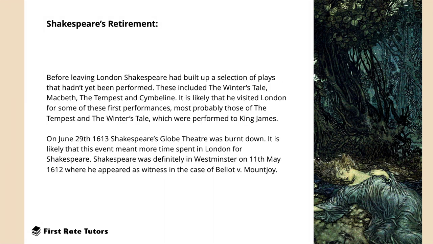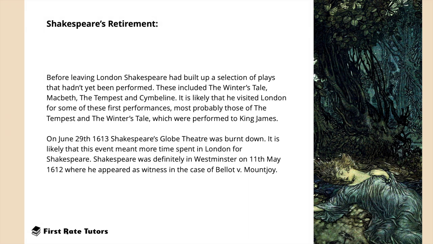Before leaving London, Shakespeare had built up a selection of plays that hadn't yet been performed. These included The Winter's Tale, Macbeth, The Tempest and Cymbeline. It's likely that he visited London for some of these first performances, most probably for those of The Tempest and The Winter's Tale, which were performed to King James.